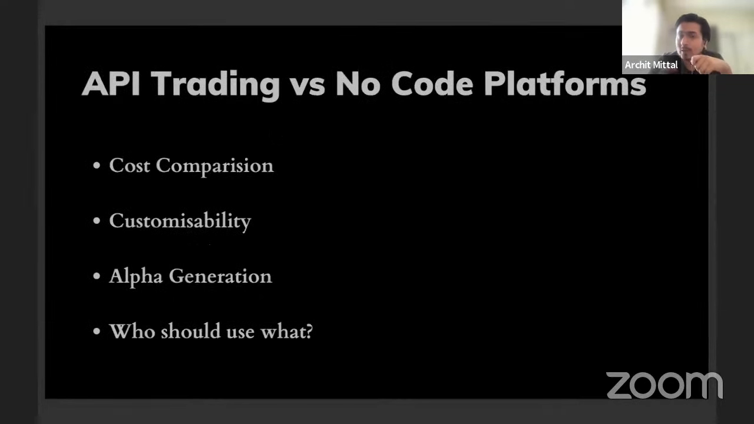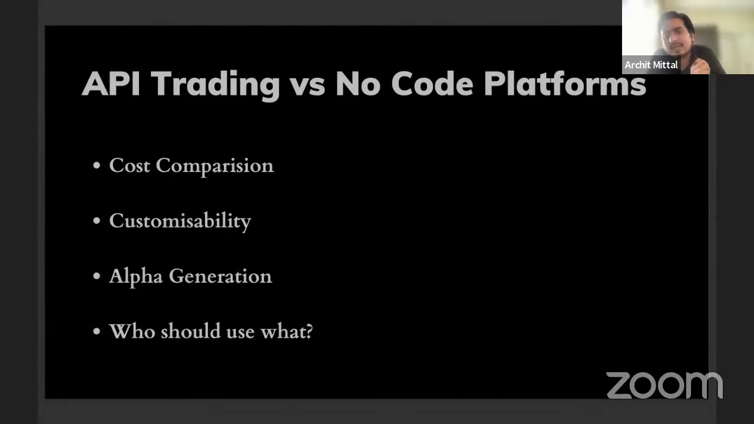Moving ahead. Now comes the major part. Archit, you have told me so many things. Why shouldn't I go with some no-code platform, which are gaining very much traction, and why should I go for API trading? See, the points are written in front of you. I'm not reading out the slide. I just want to give you the cost comparisons, customizability. It's okay. The main thing is, just tell me one thing.